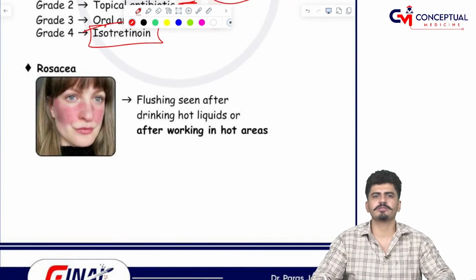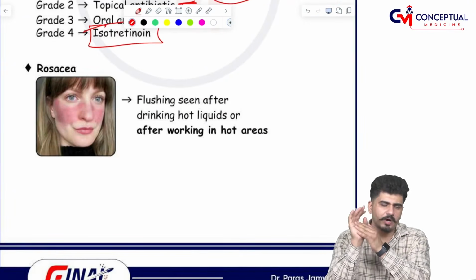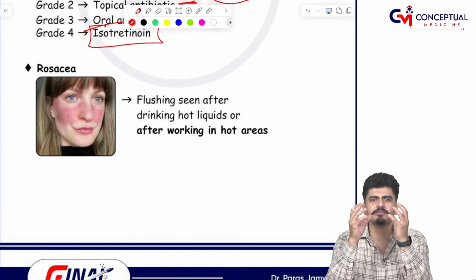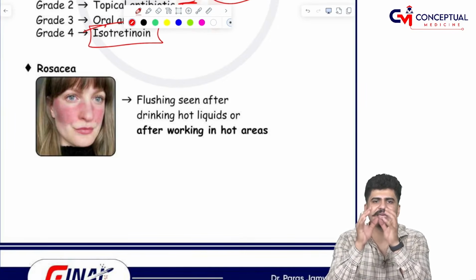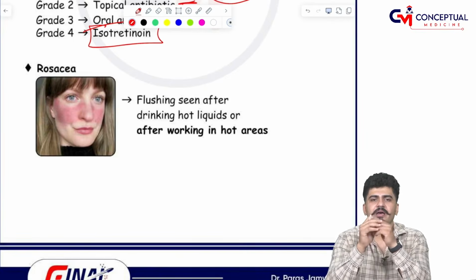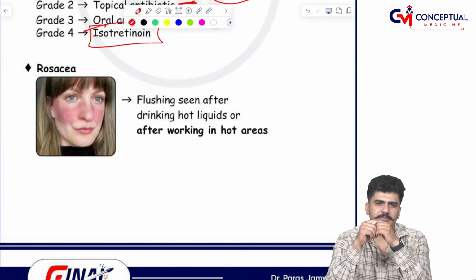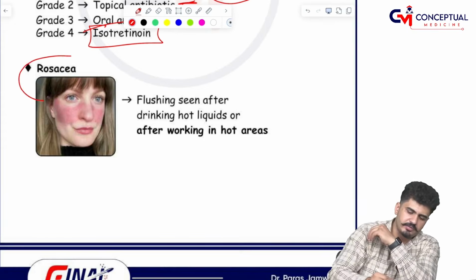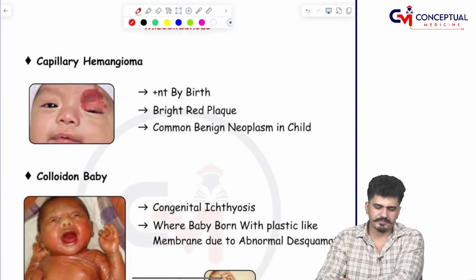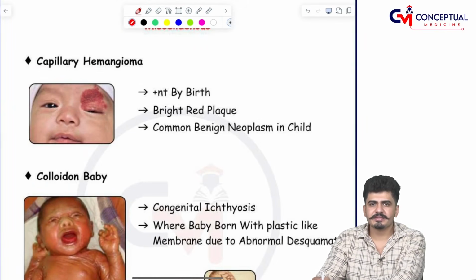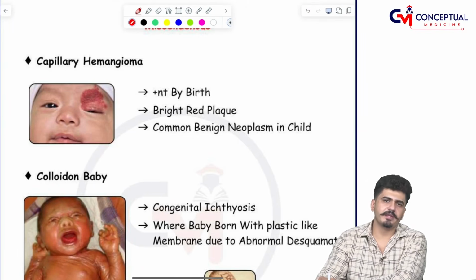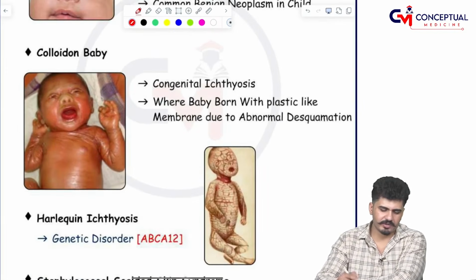Now rosacea. What is rosacea? Rosacea is a problem in which a person is feeling flushing after going to dry areas, or after hot liquids, hot food. And this is a self-limiting condition, rosacea. Miscellaneous topic. Number 1 is capillary hemangioma. It is present by birth, sir. And this hemangioma can be present anywhere. Here it is a benign tumor. It will be removed with the help of laser later on.